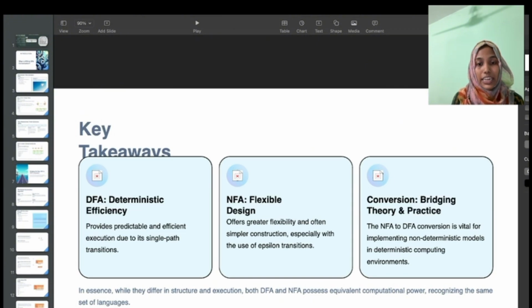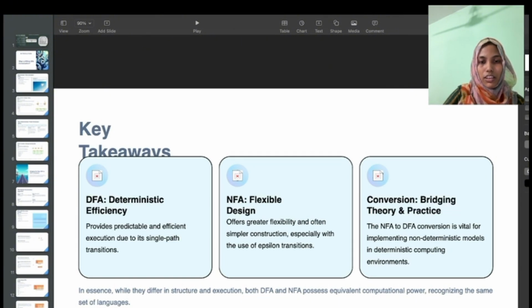NFA, non-deterministic finite automata. In an NFA, for the same input symbol, there can be multiple possible transitions, and it also allows epsilon transitions. Due to this, NFA is more flexible and easier to design, especially when describing or constructing a language.